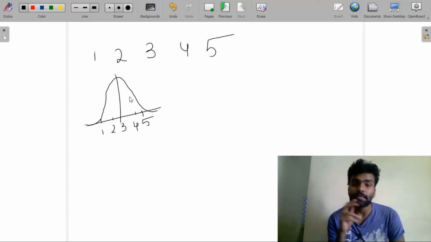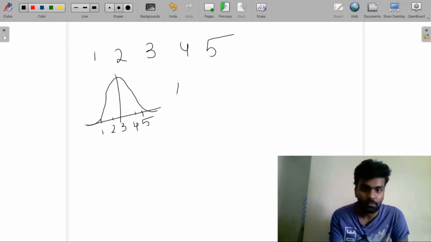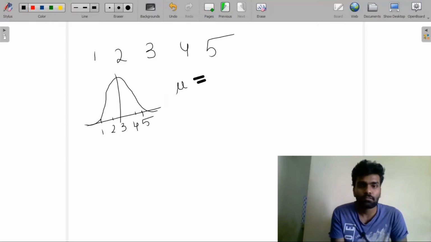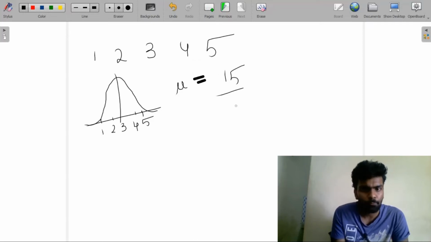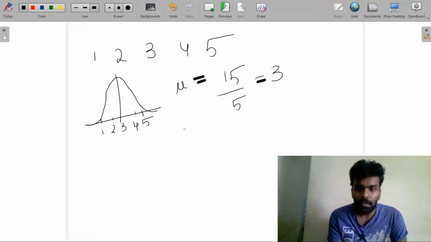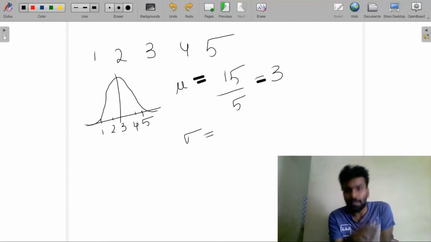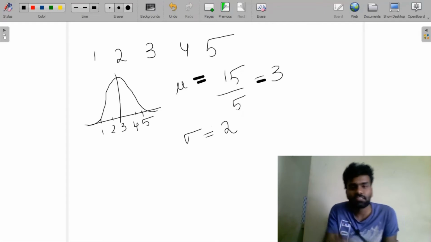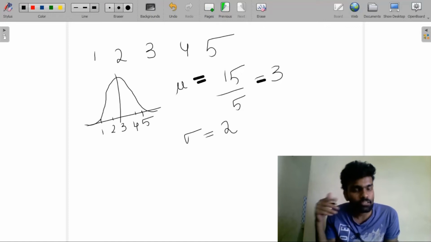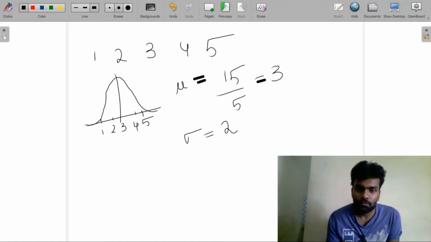Now to plot the standard normal distribution, what do we have to do? We should find mu, as I said previously. Mu is the sum of all the values divided by the total number of values, so 15 divided by 5, which gives us 3. Mu is equal to 3. Now let's find sigma, the standard deviation. For this example, let's assume it as 2. Let's take the standard deviation as 2. Now to find the standard normal distribution, first let's try to find the z score of the third one.